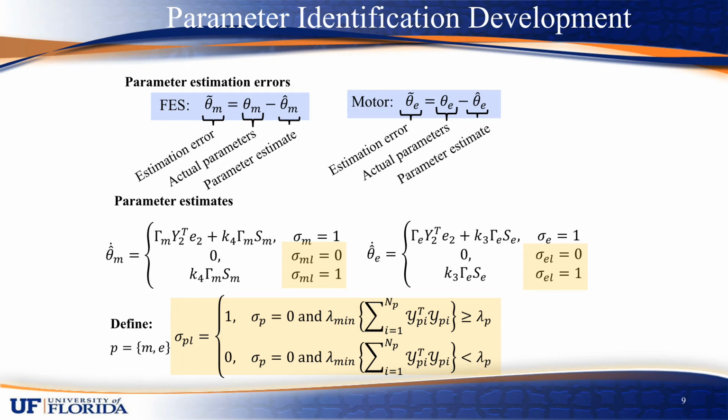The highlighted switching signals are defined to indicate when sufficient learning of the parameters has occurred. Thus, once sufficient learning has taken place, the parameters are able to be updated for the remainder of the experiment, which allows for exponential results to be obtained.